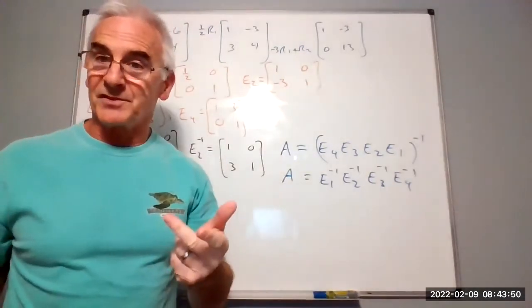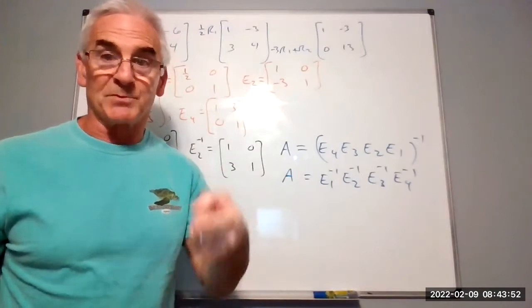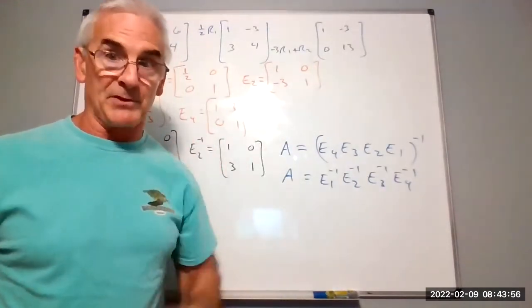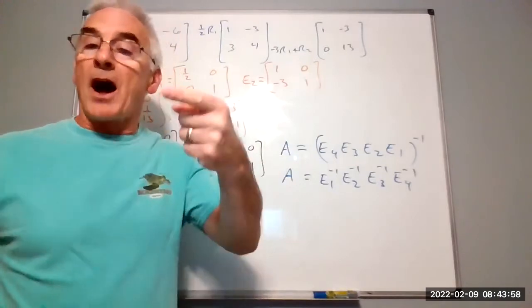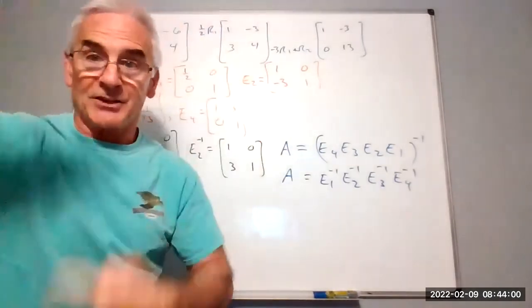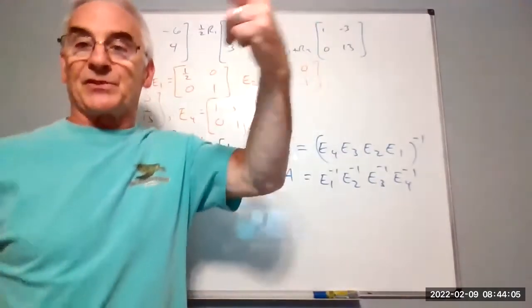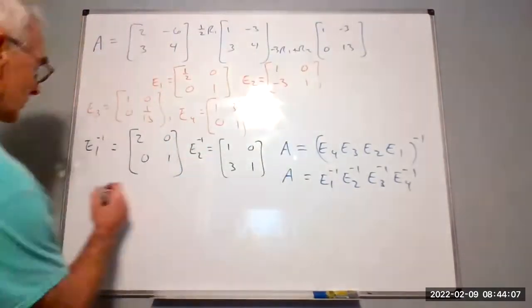Finding the inverse of an elementary matrix just means you undo the row operation you did. So if you multiplied by a constant, multiply by the reciprocal. If I did a row change, I just change them back. If I added a multiple of a row, then add the opposite sign of that row. So let's continue.